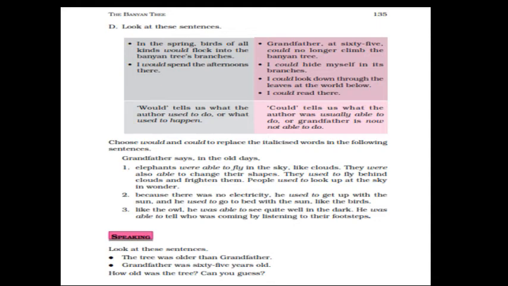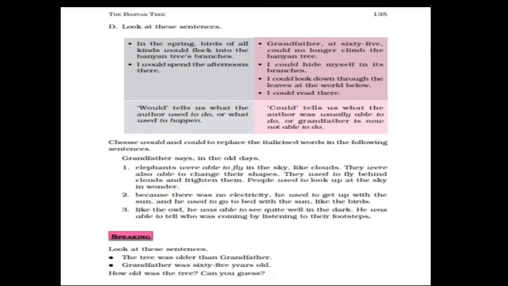Grandfather says, in the old days, elephants were able to fly in the sky like clouds. They were also able to change their shapes. They used to fly behind clouds and frighten them. People used to look up at the sky in wonder because there was no electricity. He used to get up with the sun and he used to go to bed with the sun, like the birds. Like the owl, he was able to see quite well in the dark. He was able to tell who was coming by listening to their footsteps.